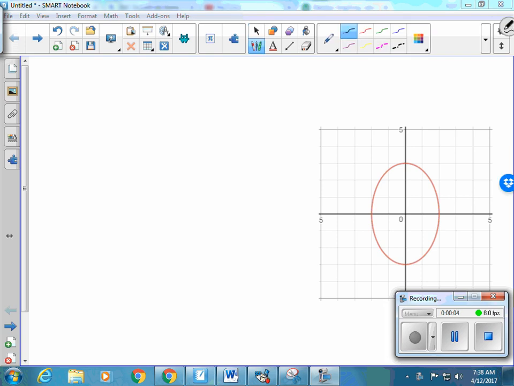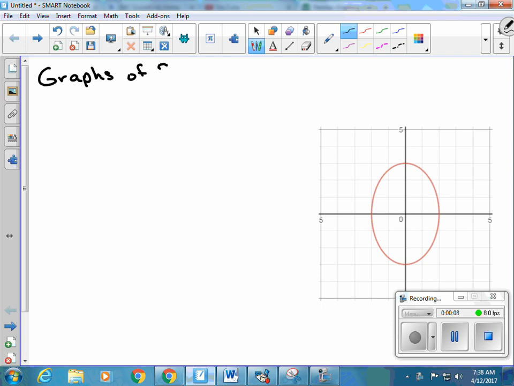Ellipses, we've worked with their equations. Now we're going to look at the graphs, and how we can write an equation from a graph. So I started off easy by looking at this ellipse.